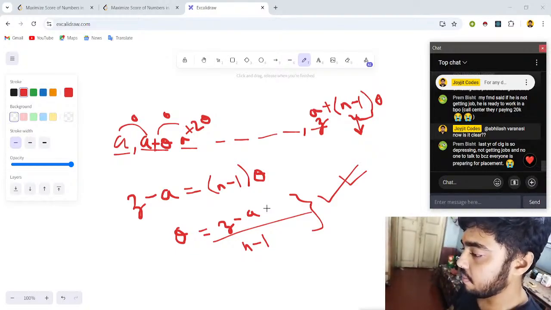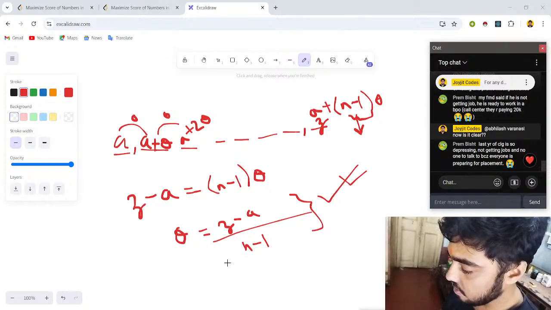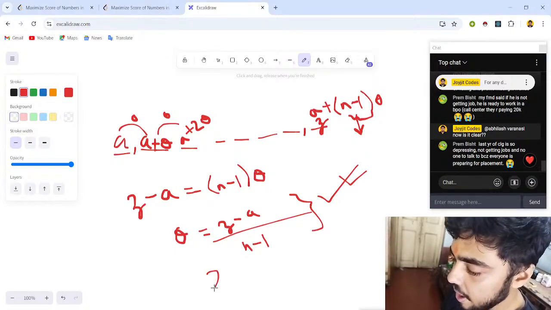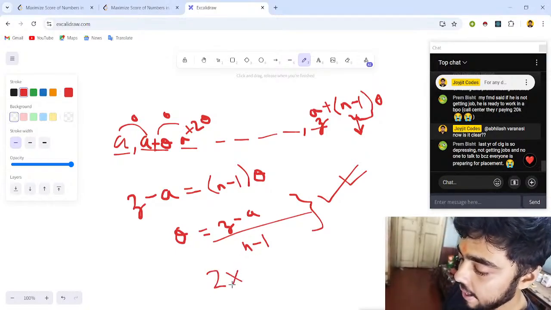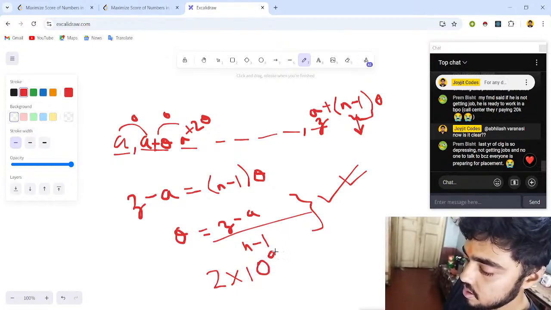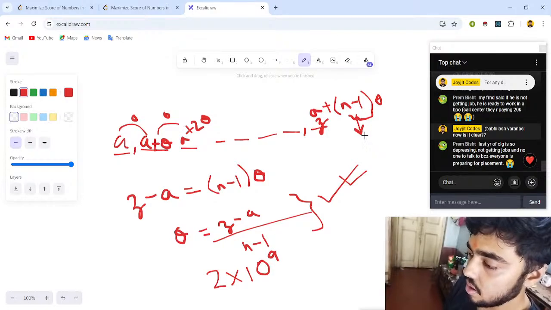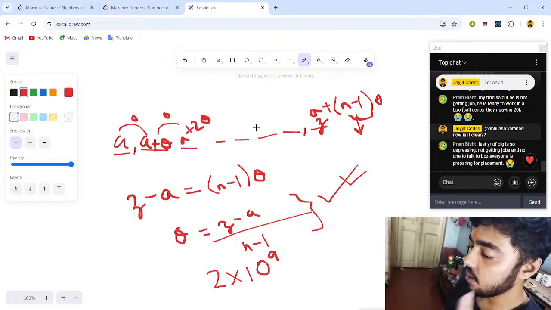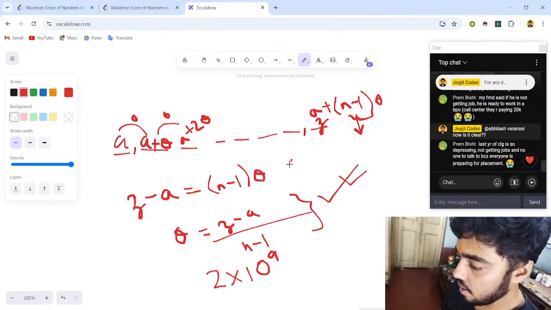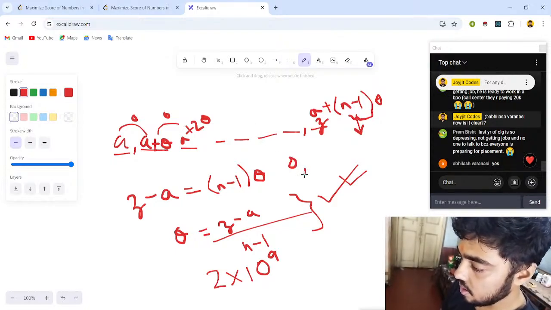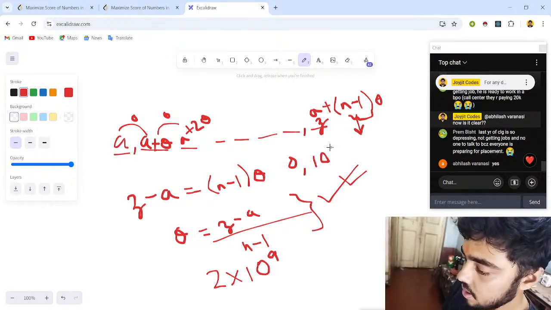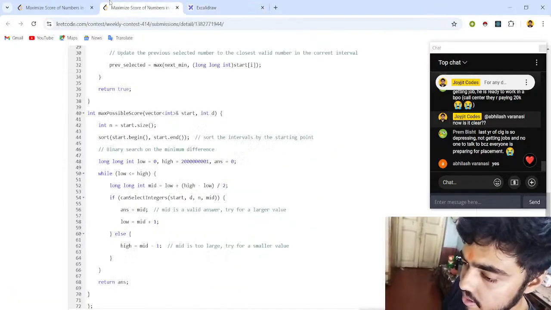Abhilash, just tell me if it is clear or not. And anyways, as I was telling you, Abhilash, if you are talking about 2 into 10 to the power 9, this is because let's say we have got only 2 elements. One is 0 and the other is 10 to the power 9, because we know that this is the maximum and minimum value, right? Is it so?